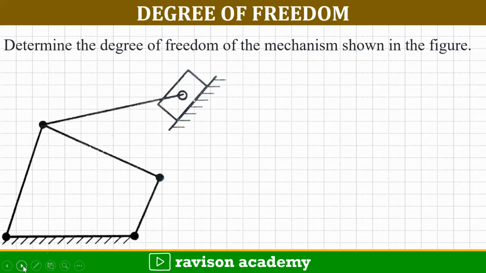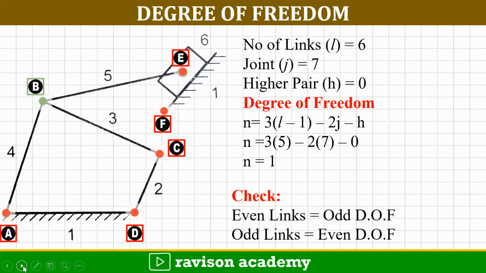Determine the degree of freedom for the given mechanism. So all the fixed links should be taken as 1. This is the rule. And we want to name the links. So 1 is a fixed link, 2 is a binary link, 3 is a binary link, 4 is a binary link, 5 is a binary link, and 6 is a slider.